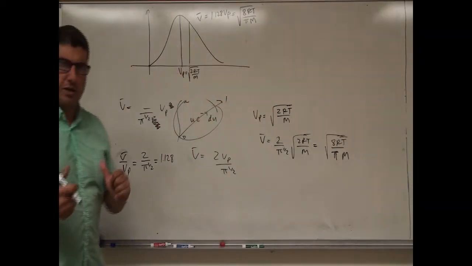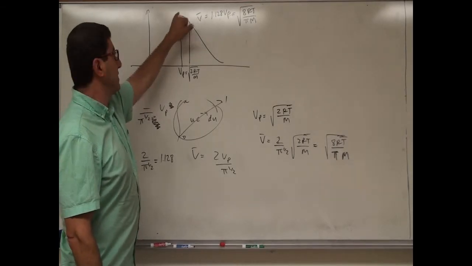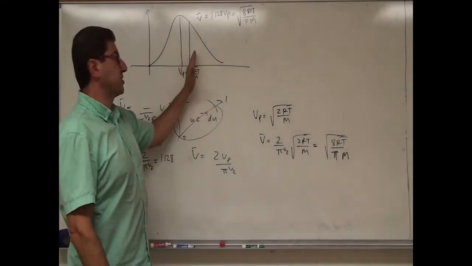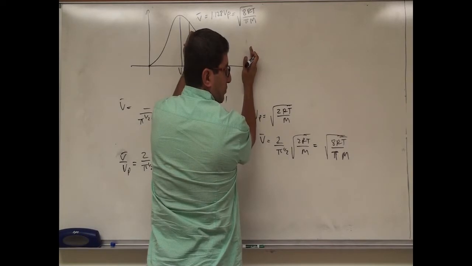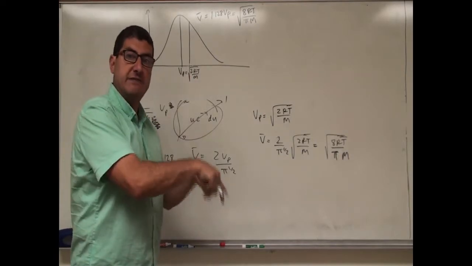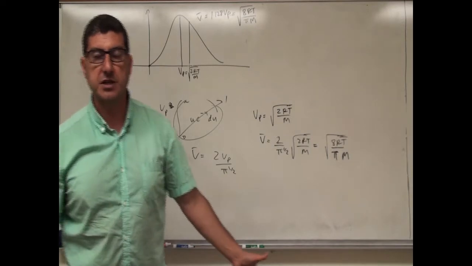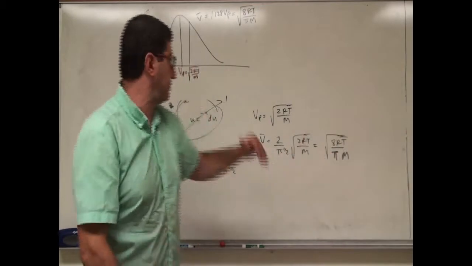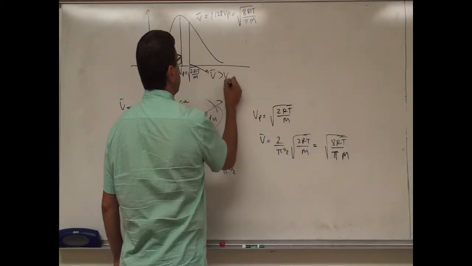So what is happening here? That means even though there are the most number of particles moving at the most probable speed, on the average, particles are moving faster because a lot of them are moving faster than the most probable speed, right? There are the most number of particles moving at Vp, but if you take the average speed of all the molecules, there are a lot of particles moving faster than that, and so that pushes the average speed faster than Vp, right? So this one is going to be V average greater than Vp.